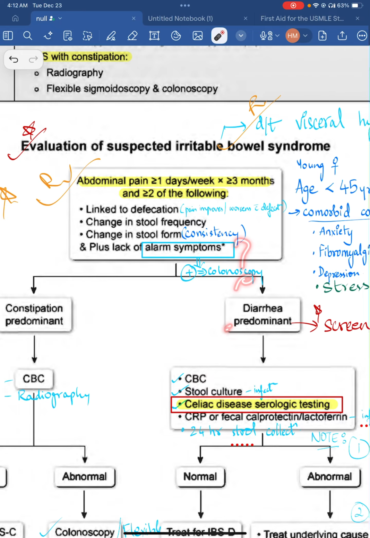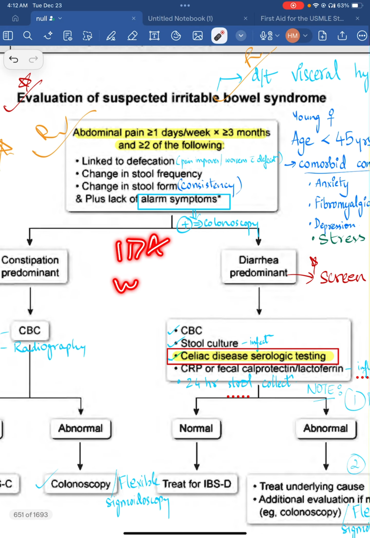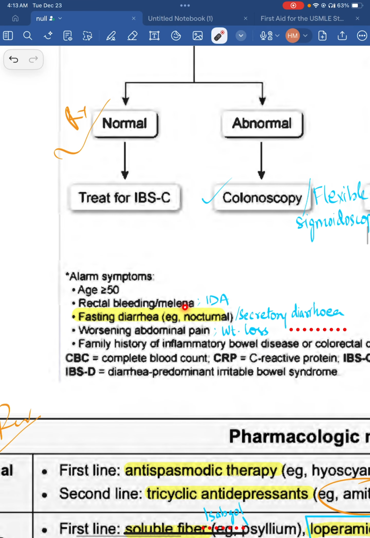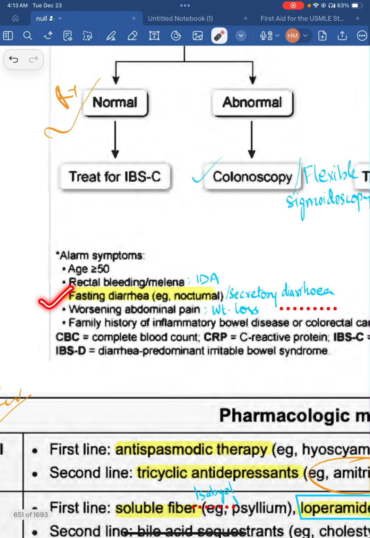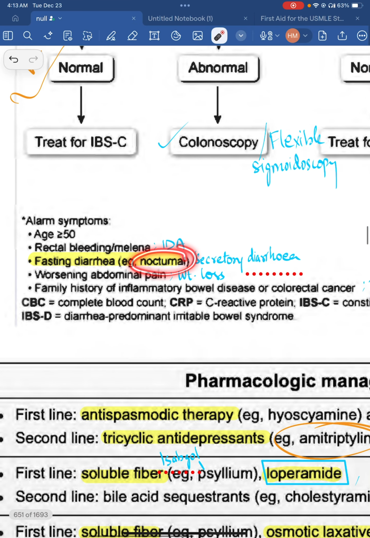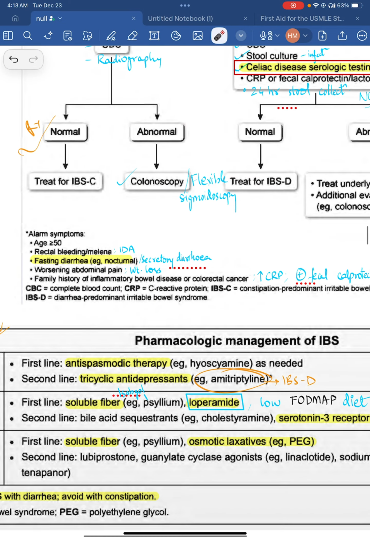What do alarm symptoms mean? Alarm symptoms mean the patient is old, that is more than 50, I think. The patient has iron deficiency anemia, any weight loss, melena. We can see age more than 50, rectal bleeding and melena, iron deficiency anemia. And there should not be any nocturnal diarrhea. Nocturnal diarrhea might point to IBD or secretory diarrhea. Also no worsening abdominal pain. They should not have any family history of IBD or colorectal cancer.